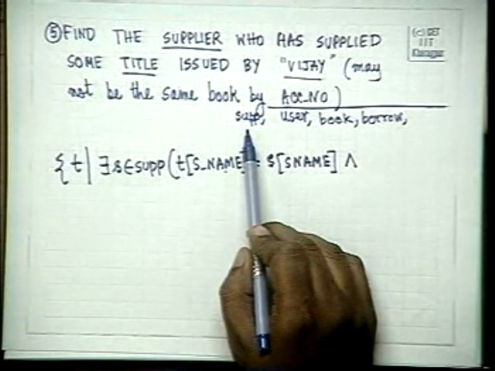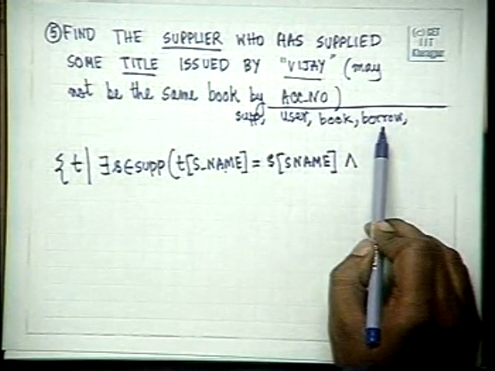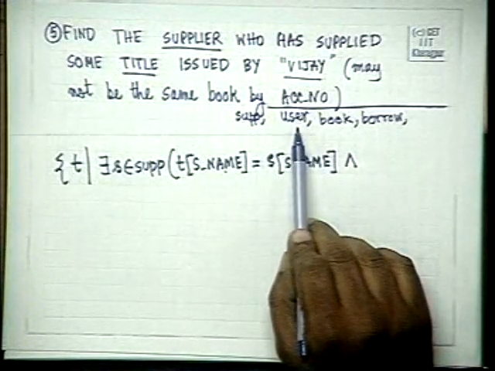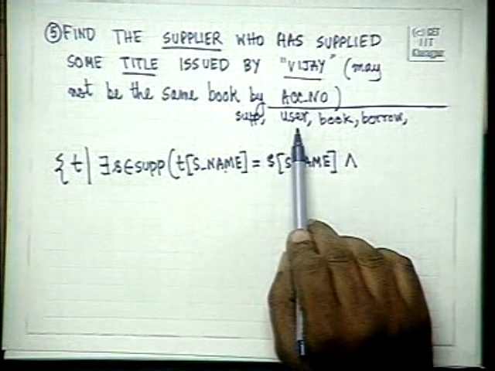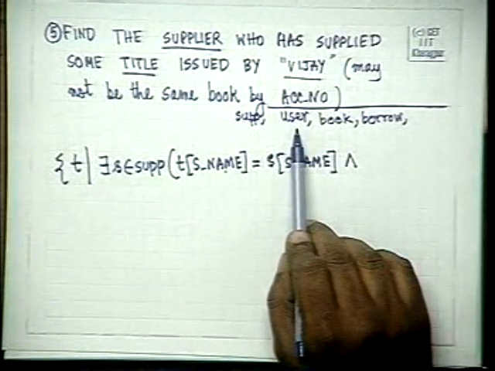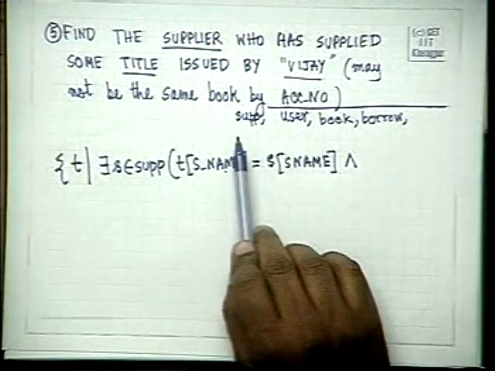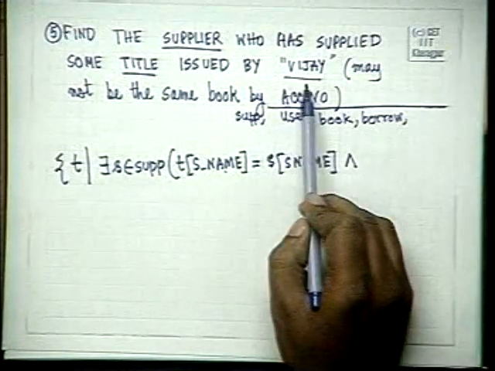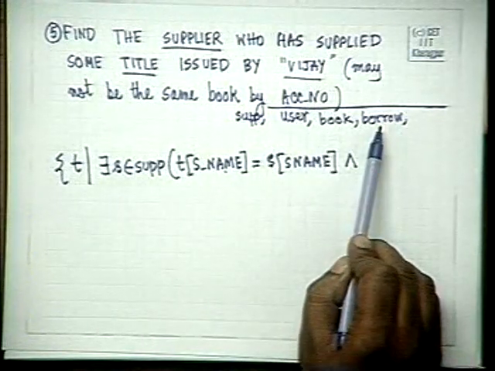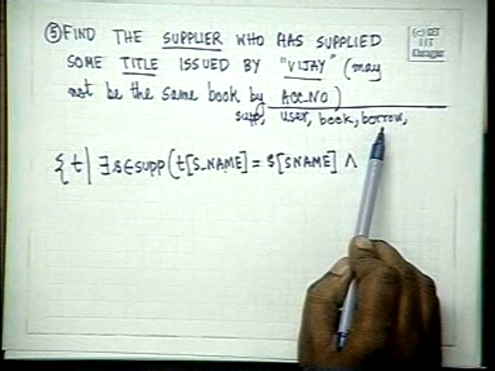From the accession number of the book and the borrow relation, you will get the card number of Vijay, the name of Vijay, and you will have to match the name of Vijay. That is the first thing which has to be done, that you have to find out that this book has been issued by Vijay. That is point number 1.